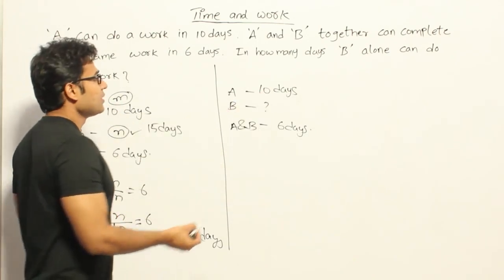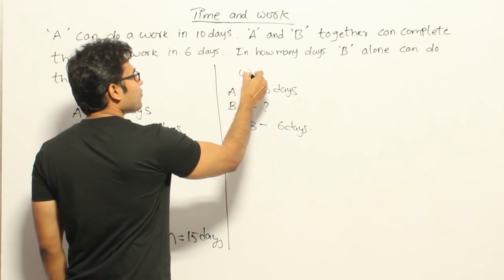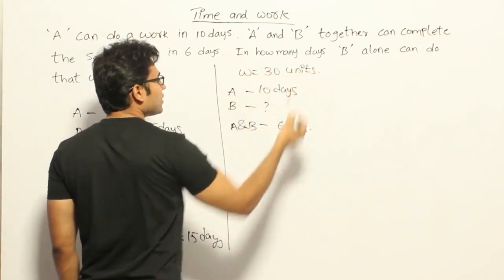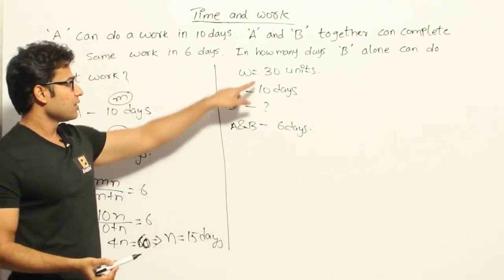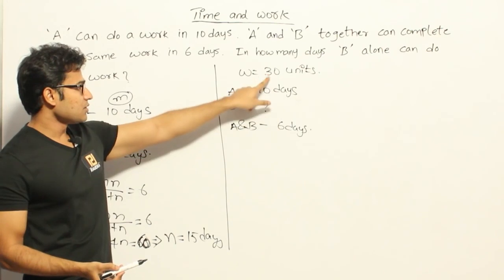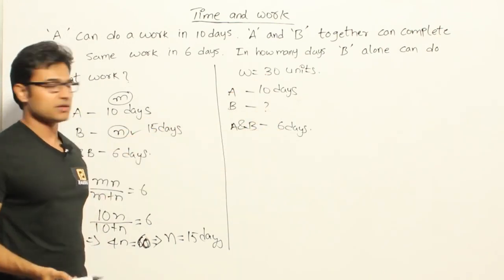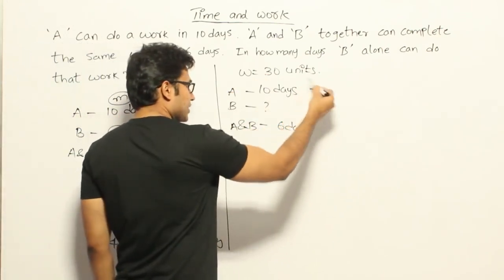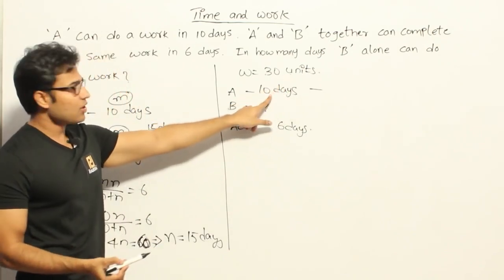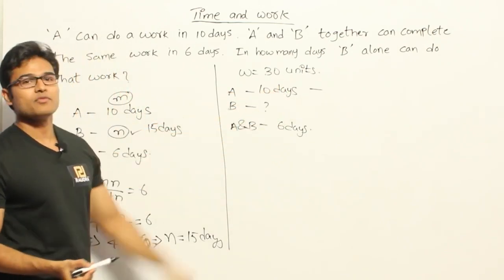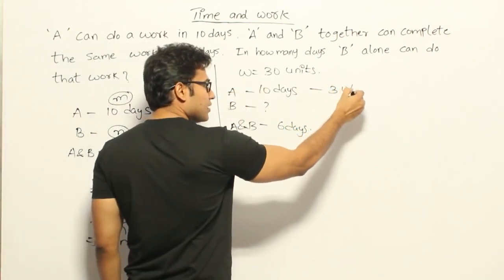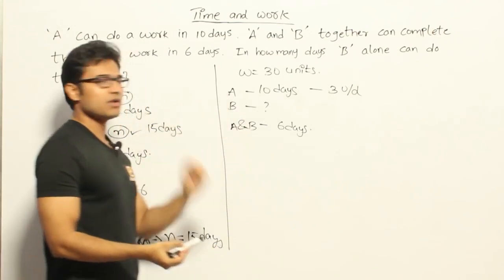Doesn't matter, right? So let us say the amount of work is 30 units, right? Why 30? Because 30 is a multiple of these two. If you divide 30 by 10, you are going to get a number, and then it is also divisible by 6. That is why I have taken it. Now if this is the case, 30 units is the amount of work done in 10 days, then what is the amount of work that A can do in one day? 30 by 10, which means 3 units per day is the rate at which A is working.